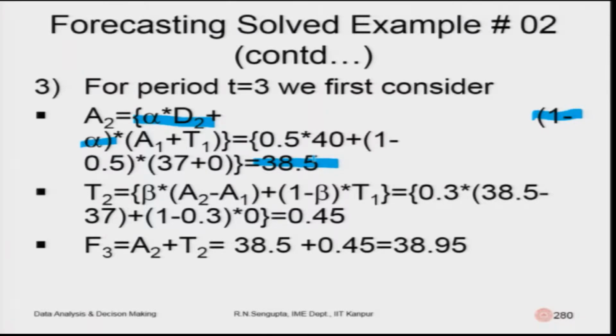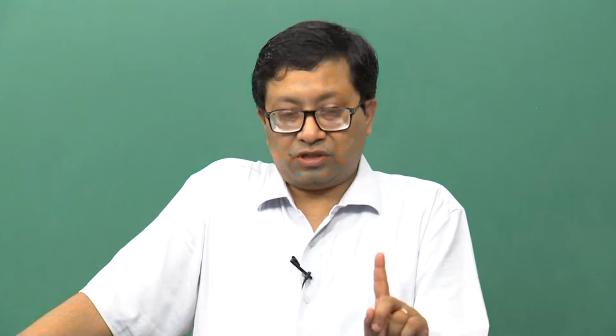Similarly, to calculate T2 we will give weights of beta and 1 minus beta: beta to the difference between a1 and a naught, and in the second case 1 minus beta would be the weight given to T1. Once we calculate, it is 30% or 0.3 into 38.5 minus 37, plus 70% into 0; it comes out to 0.25. So now the trend percentage has started, because in the first case T1 and T naught were 0.